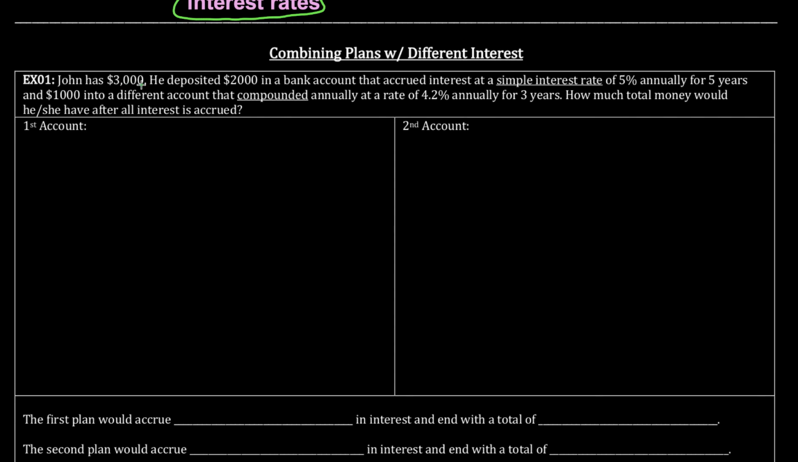So John has $3,000. He deposited, out of that, $2,000. So he has $3,000 total. I'm going to put that in purple. This is the total amount of money he has. He deposited $2,000 in a bank account that accrued interest at a simple interest rate of 5% annually for 5 years.